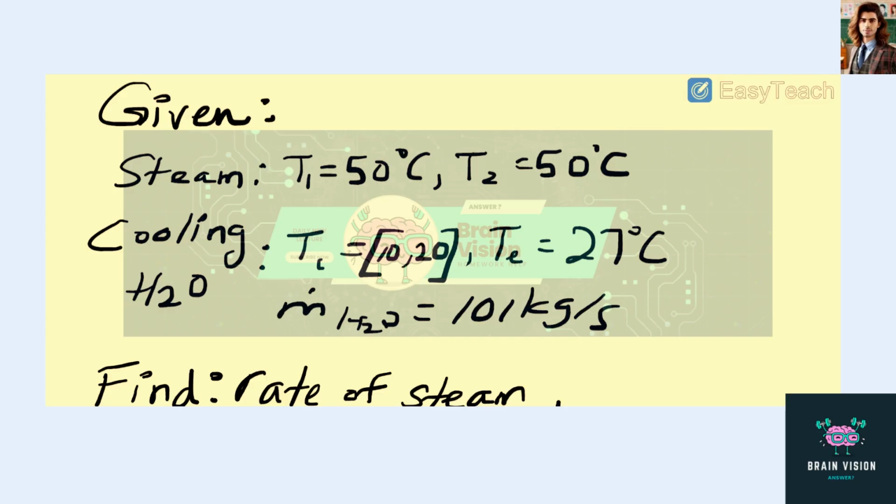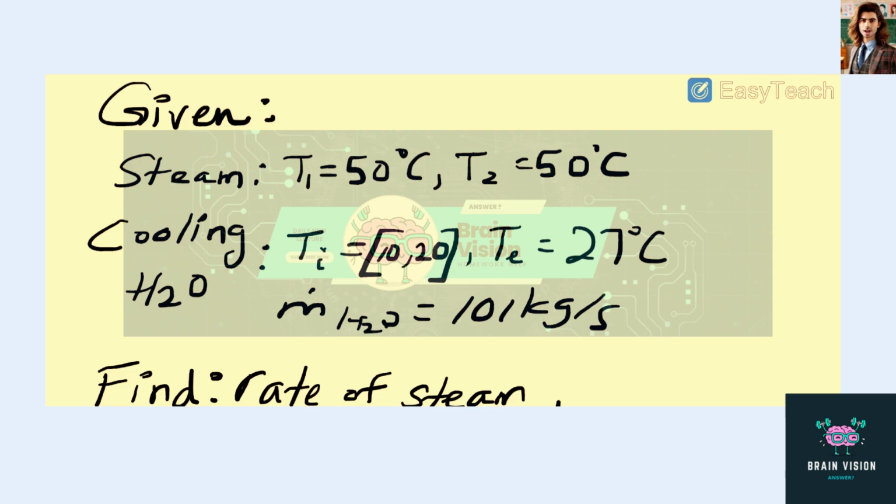Hi everyone, so what we have is steam that is going through a condenser, and that condenser is cooling the steam through water that is pulled from an outside source. Steam is entering and exiting this condenser at a temperature of 50 degrees Celsius, and our cooling water is entering somewhere between 10 and 20 degrees Celsius. We're asked to vary that, and it's exiting at a temperature of 27 degrees Celsius.